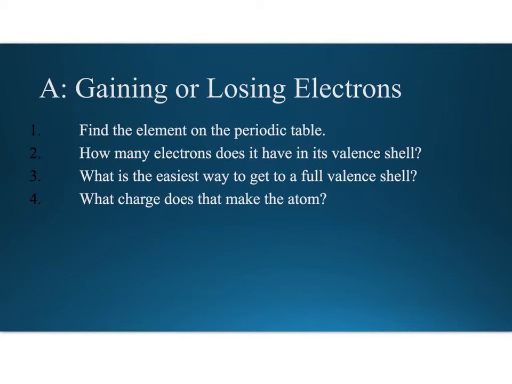Step 3, what is the easiest way to get to a full valence shell? Atoms are never going to go for +6 or -6. They're always going to go for small charges. So is it easier to kick 1 or 2 electrons out, or is it easier to steal 1 or 2 electrons from someone else? And then the very last thing you do, once you figure out if you're adding electrons or taking them away, is figure out what charge that makes the atom.